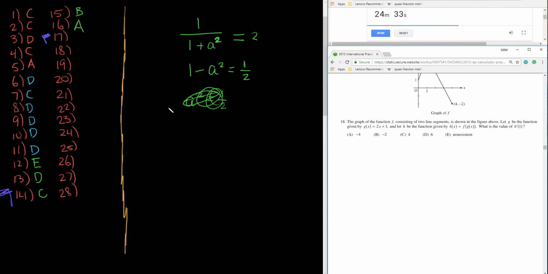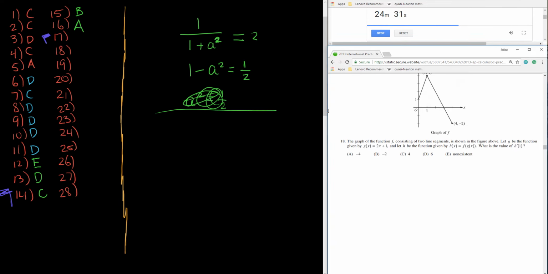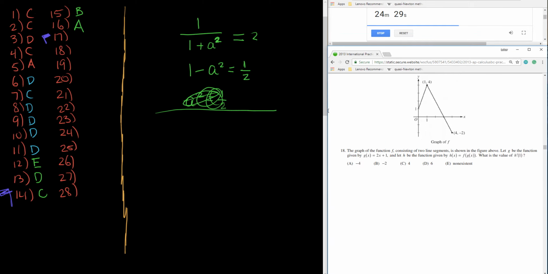The graph of the function f consisting of two line segments, alright, shown above. Let g be the function given by g of x is 2x plus 1, and let h be the function given by h of x equals f of g of x minus 5. Okay, so the value of h prime of 1 is going to be equal to f prime of g of 1 times g prime of 1. So, alright, f is shown above. Okay, g of 1 equals 2 times 1, which is 2 plus 1, so 3. So we're looking for the f prime of 3.